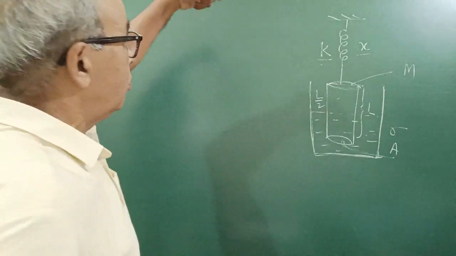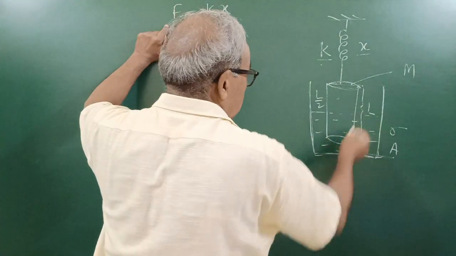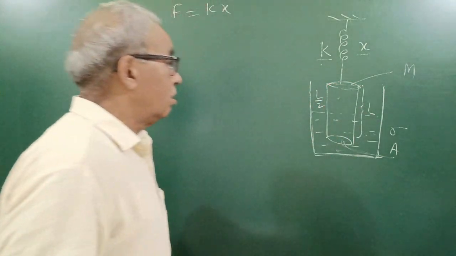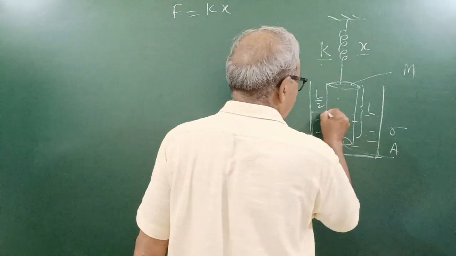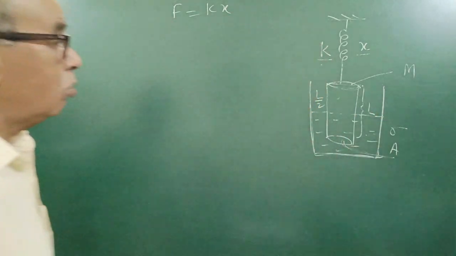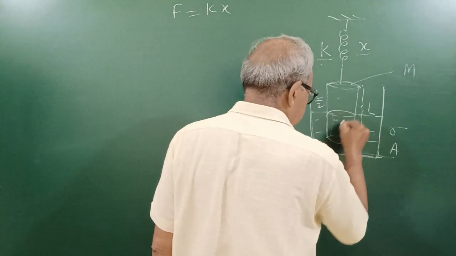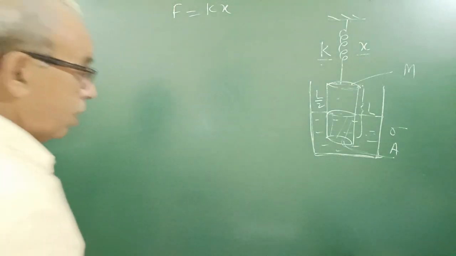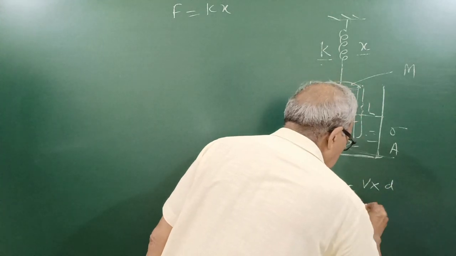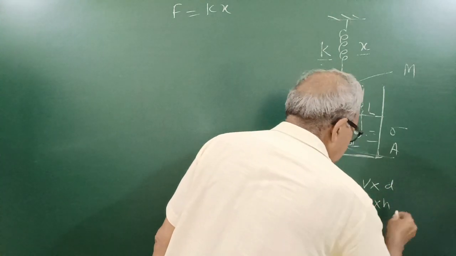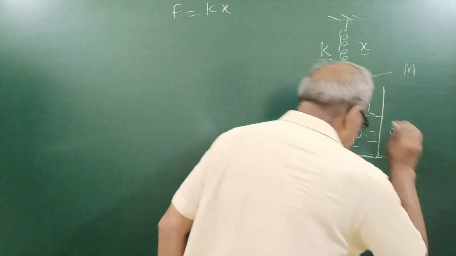Actually, when the spring pulls, the applied force F is equal to Kx, and this force will be equal to the weight of the solid cylinder. And I told you when a body is fully or partially in liquid, the body loses weight, and that loss of weight of the body equals the weight of liquid displaced. So the liquid displaced will be this much. And remember, mass equals volume into density, and volume equals area of base into height. और अगर weight करना है तो भाई ये multiply by g.